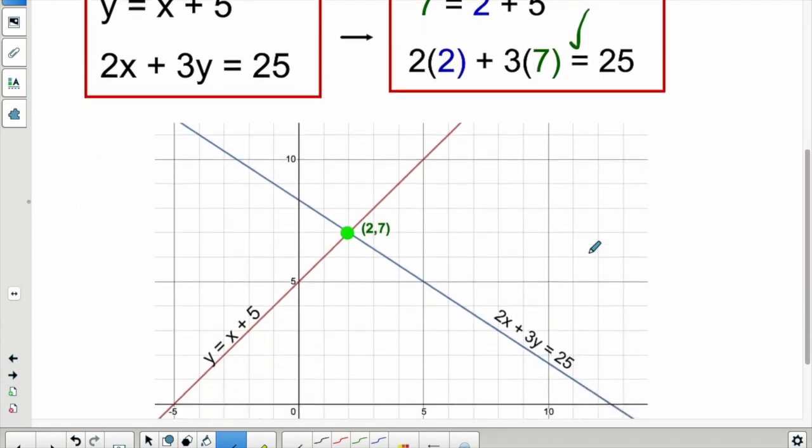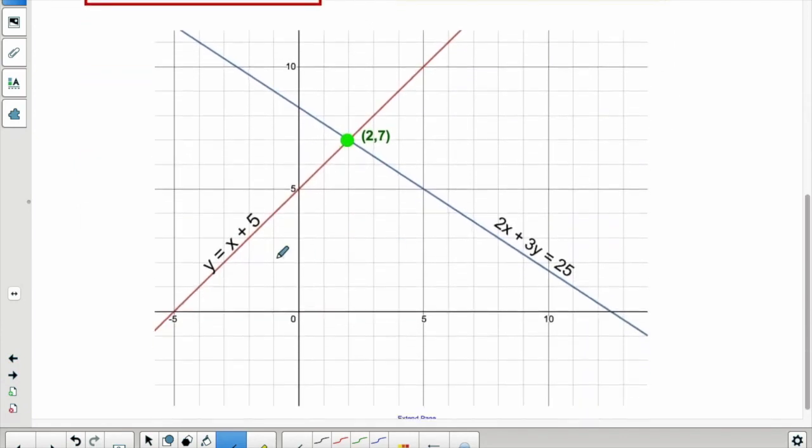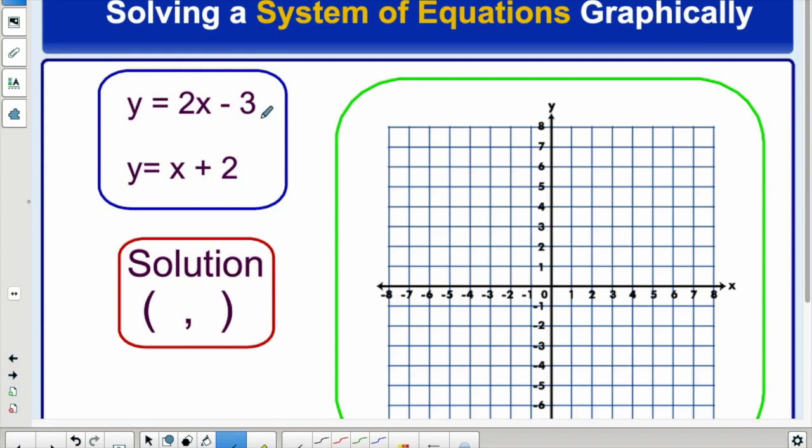So if you look down here at the graph, you'll see if we graphed both equations, they would intersect at 2, 7. So that is the solution. That is the xy point that works for both equations. So that would be your solution for the system. Let's look at this example.